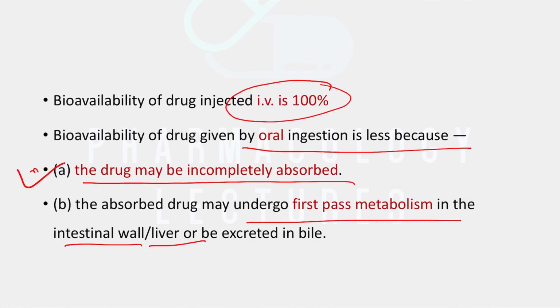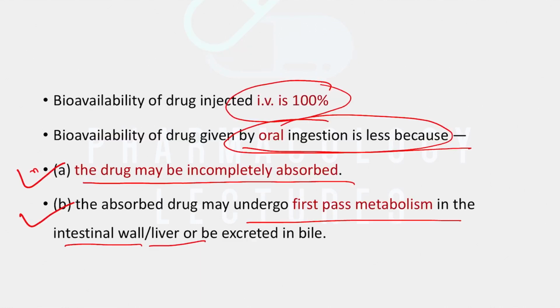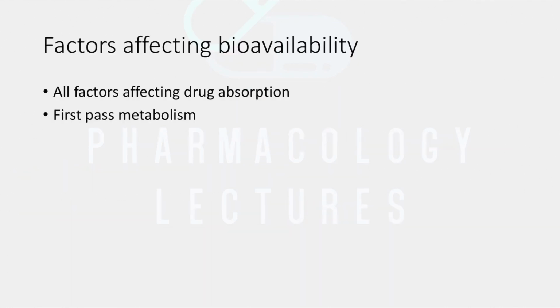And because of that, the fraction of drug that reaches the systemic circulation decreases. So these are two major reasons: incomplete absorption and first pass metabolism. They ask you in examinations, then the factors obviously would be these two. One, factors affecting absorption that we have discussed, and second, the first pass metabolism.